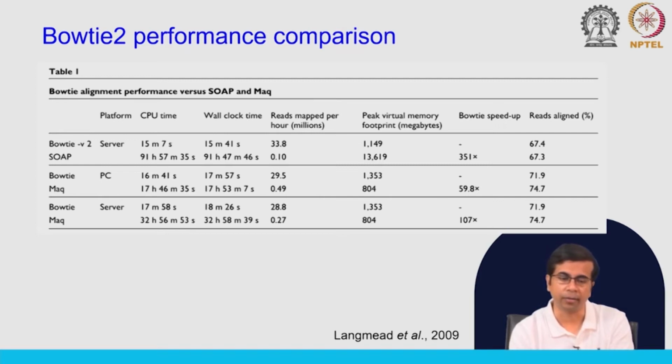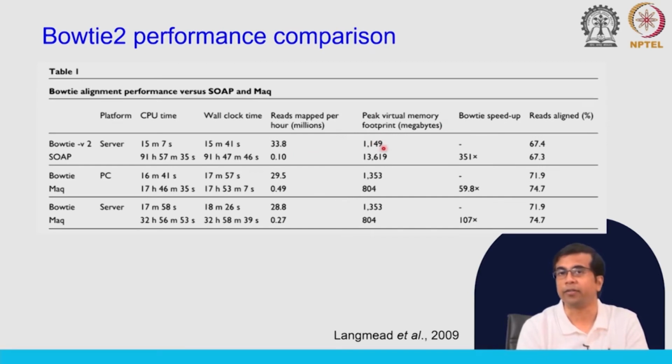You can see it took about 15 minutes to map those reads, whereas SOAP actually took 91 hours. So, you can see the difference, and you can also see this column, reads mapped per hour in millions. Bowtie2 could map 33.8 million reads per hour, whereas SOAP mapped only 0.1 million reads per hour. So, there is a substantial difference in the speed.